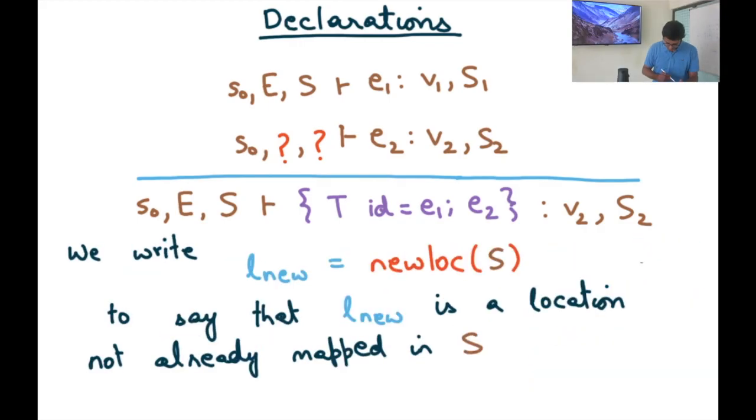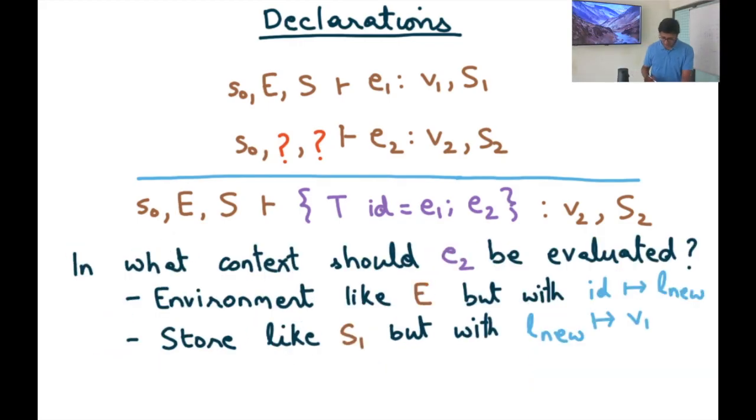So these are the questions. In what context should E2 be evaluated? We need an environment like E, but with ID mapping to LNew, where LNew is a new location that will be created, and a store like S1 with LNew mapping to V1, where V1 is the value computed for E1. Notice that when we are saying that we need to update the environment with a new mapping, or update the store with a new mapping, nowhere are we talking about whether this mapping is on the stack, on the heap, nothing of that sort. In fact, there's no notion of stack or heap.